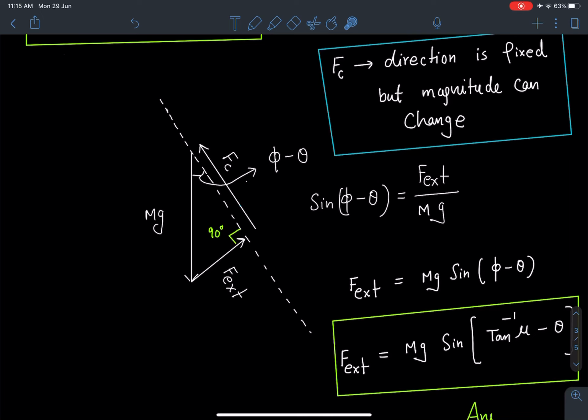And you can see here, if you use sine of phi minus theta, that will be F minimum divided by mg. As I have written here, therefore I'll be getting this answer as F external is equal to mg sine of phi minus theta, where phi is tan inverse of mu. So this is my answer. I hope you have liked the solution. The idea here was to avoid calculus completely. The same thing you can do for the problem in which a block is resting on the ground and we have to calculate the minimum force. We get the same answer here.